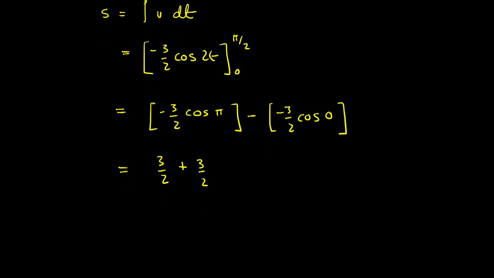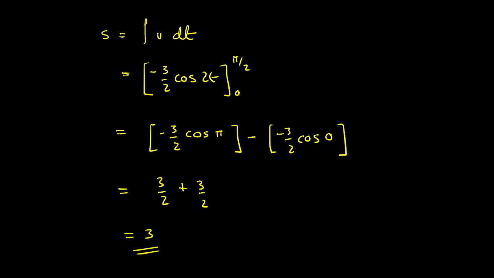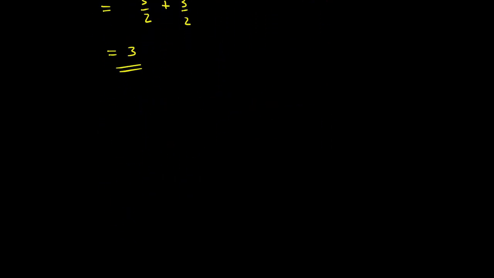Let's just go through that nice and slowly. If that's 1 times negative 3 upon 2, that is negative 3 upon 2. And then minus minus is plus. So we get 3 upon 2 plus 3 upon 2 is equal to 3. So that's the displacement between 0 and pi by 2. Well, what happens if we did the displacement between pi by 2 and pi? So let's do that. So s is equal to the integral of v dt between pi by 2 and pi.